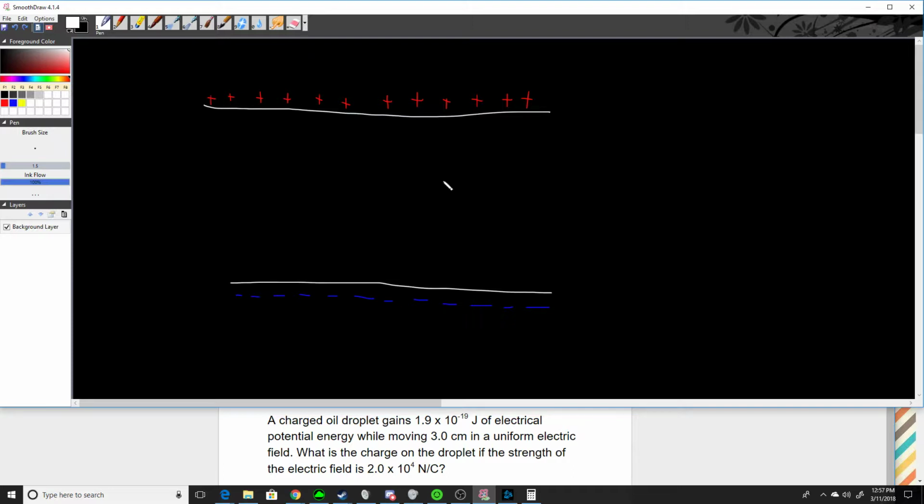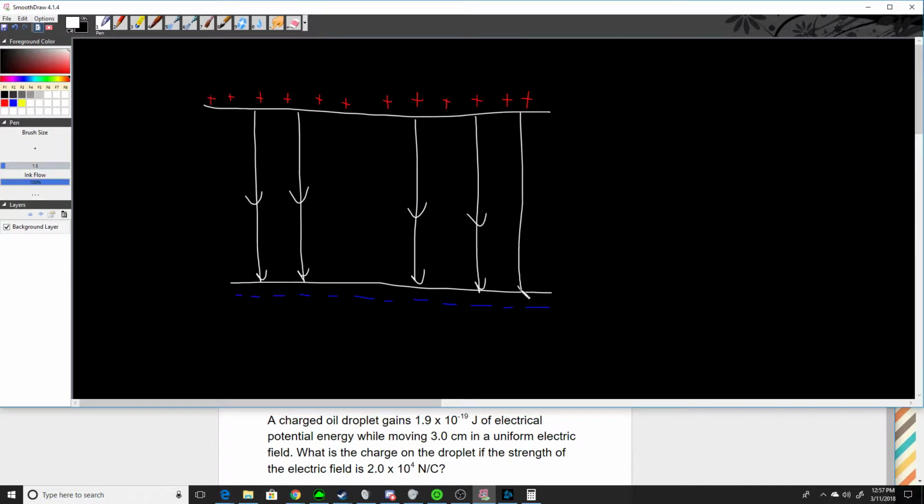So I've got two plates here, and one plate is positive, the other plate is negative. So I know there is an electric field that exists between these two things. And the electric field lines, we know, go from the positive to the negative, okay? I'm going to leave myself a little bit of a gap just so I can draw something else, okay? So the electric field lines are from the positive to the negative.